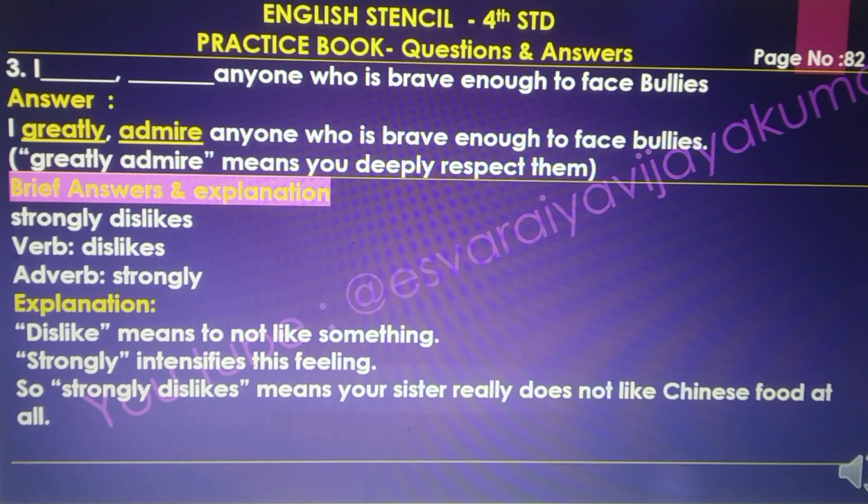And question number 3. The answer is, I greatly admire anyone who is brave enough to face bullies. Greatly admire means you deeply respect them. The brief answer and the explanation of these questions. Strongly dislike: verb is dislikes, adverb is strongly. Explanation: dislike means to not like something.